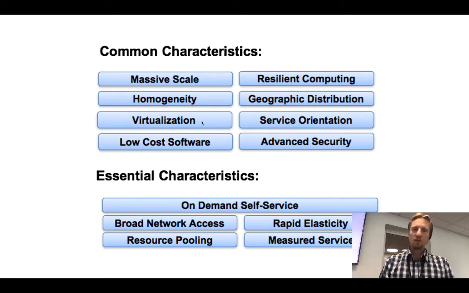You have virtualization. We will talk a little bit about it in a moment. Usually cloud deployments are utilizing low-cost hardware and low-cost software. So for example, you using the GitHub API, you paid nothing, right? You're using some sort of software service, they have to do something for you, but it's effectively free, right?